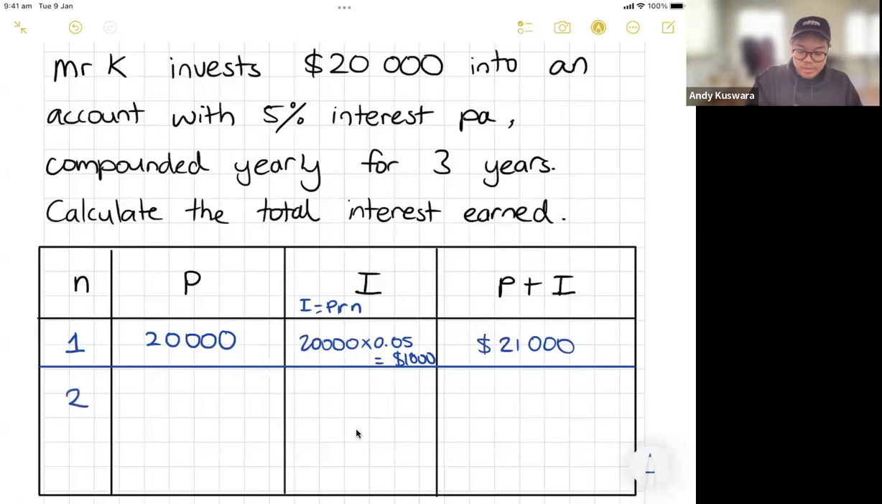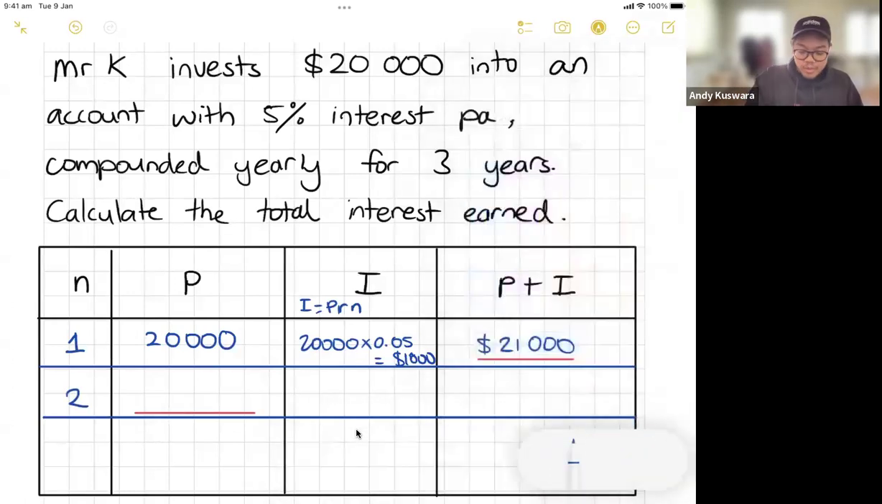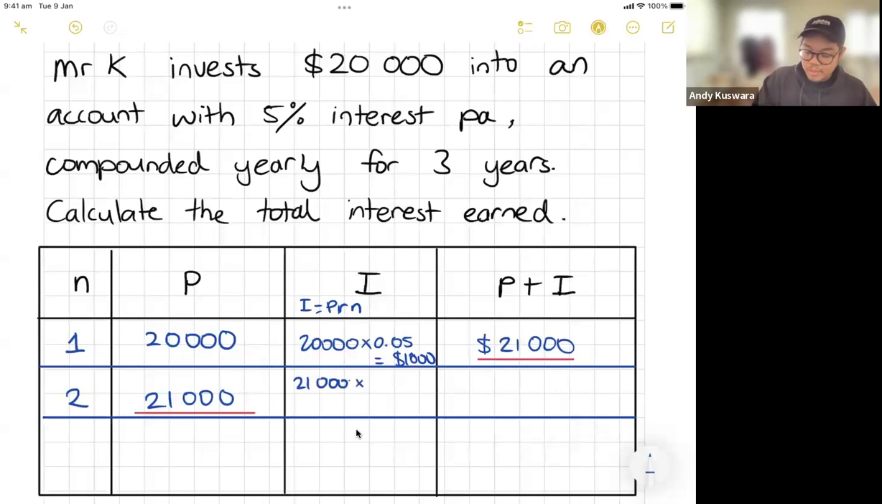So now we're going to go on to the second period, which is my second year. This time, my principal is not 20,000. I'm going to start with whatever I had at the end of last year, because now I don't have 20,000, I now have 21,000. And this is what it means to compound. Let's see how much interest I earn this time. So now I'm going to do 21,000 instead of my 20,000, times 0.05. It's still only 5%. But let's see, do I earn more money this time? The answer is definitely yes.